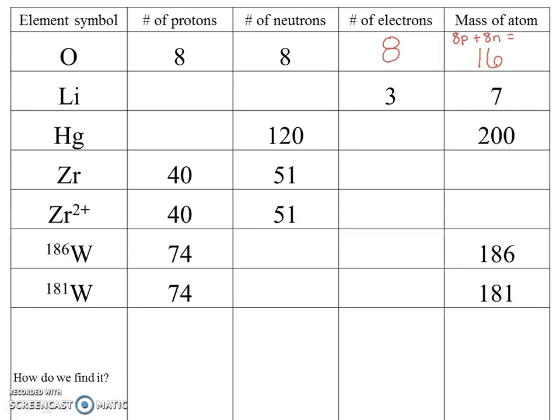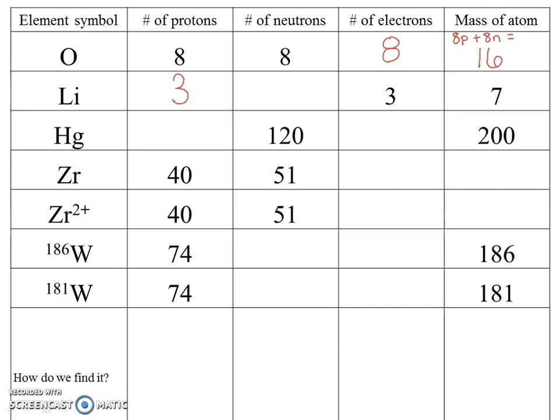The second element we're looking at is Li, lithium. We don't have the number of protons or the number of neutrons here, but we are given the number of electrons and the mass of the atom. Just like with the oxygen, if we know the number of protons, we know the number of electrons. The same is true here. If we know the number of electrons, then we know that it must have the same number of protons.